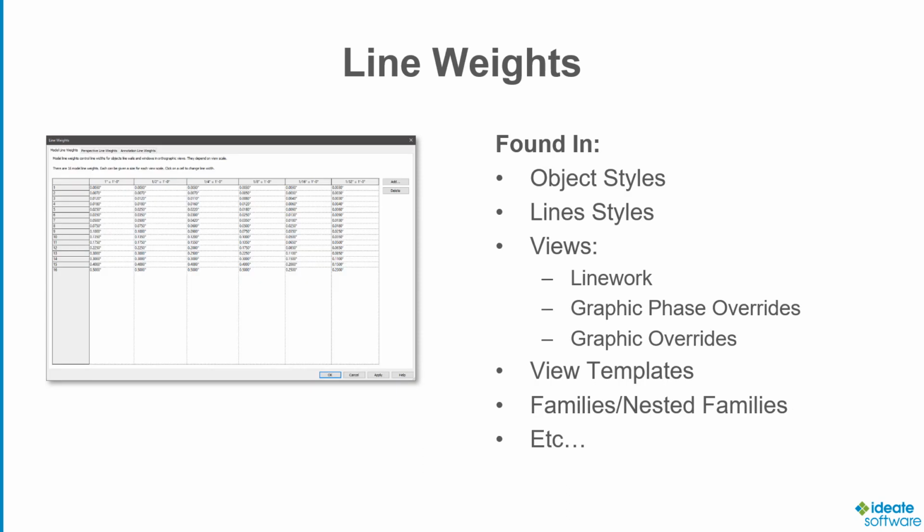Line weights, who would have even thought it existed in all these different categories, right? So obviously found in line styles, right? When we define a line style, or I'm sorry, when we make an object style, you got to give it a line weight and a line color and a pattern, right? Also in your views, how many of you use line work tool? It's okay to admit it. And what do you use it for?